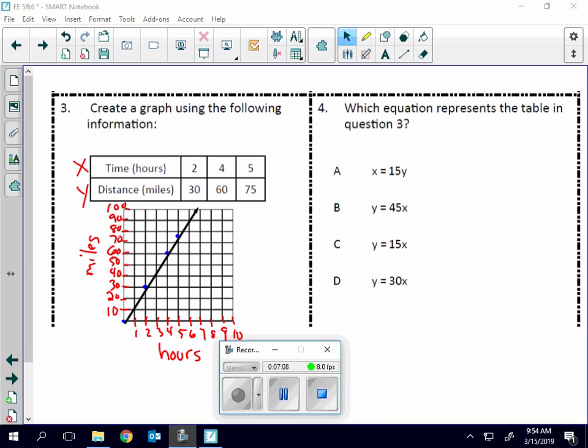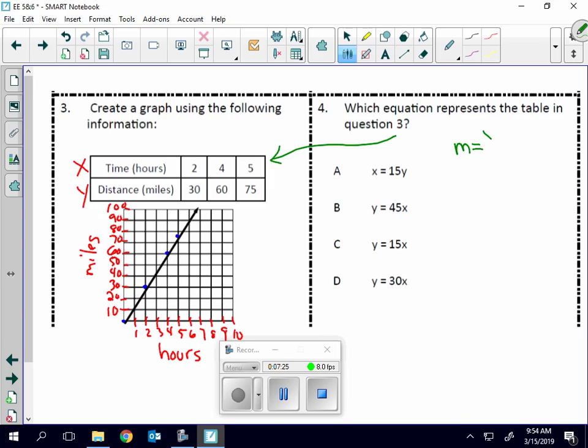All right, we're going to do number 4. Which equation represents the table in question 3? So we're looking at this question here. So what do we know? We have to find the slope of this table. So the slope is, of course, the change in y over the change in x.